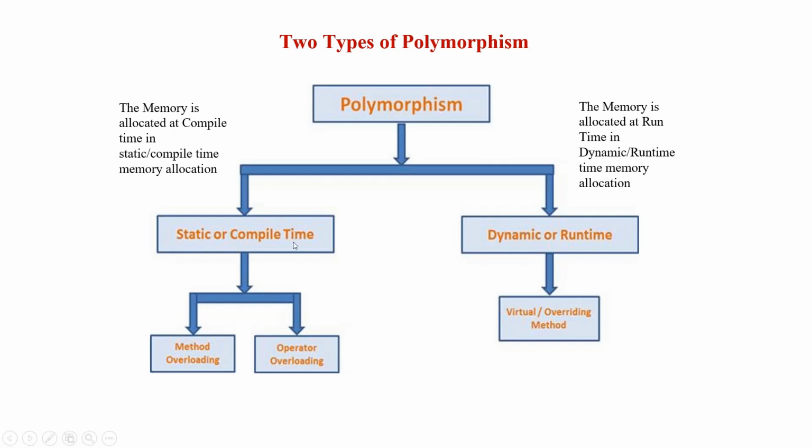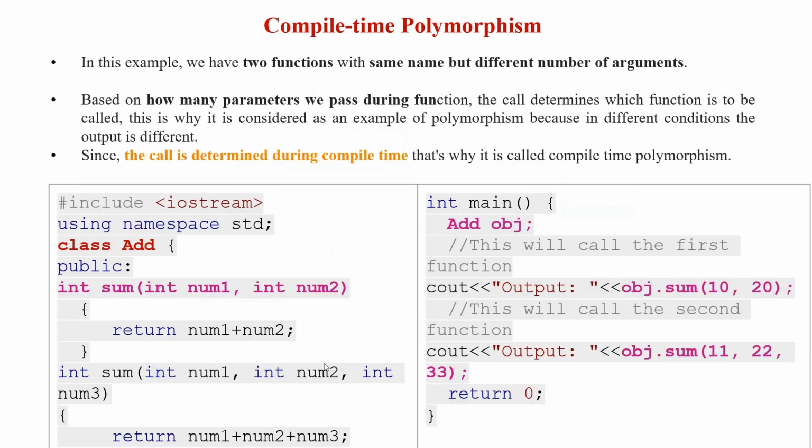Again, static or compile time polymorphism has two types. First is method overloading and the second is operator overloading. While dynamic or runtime polymorphism has the type known as virtual or overriding methods.